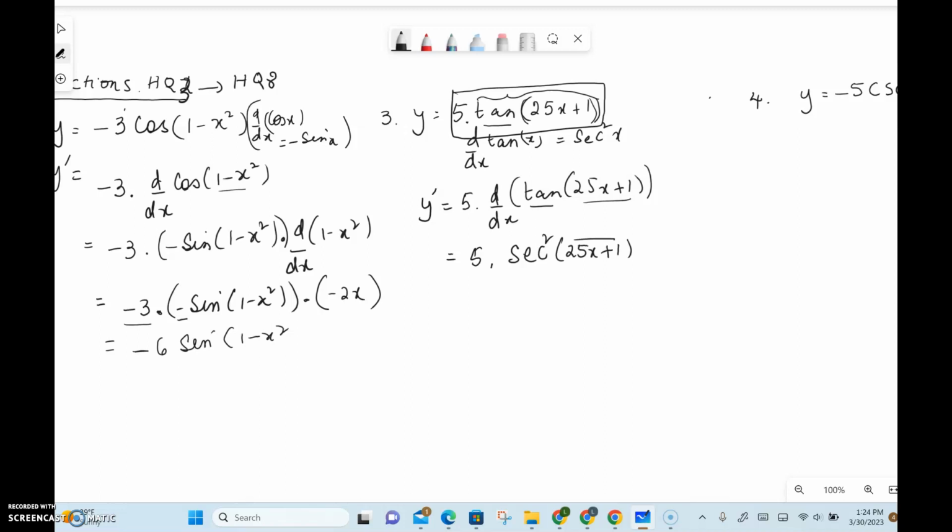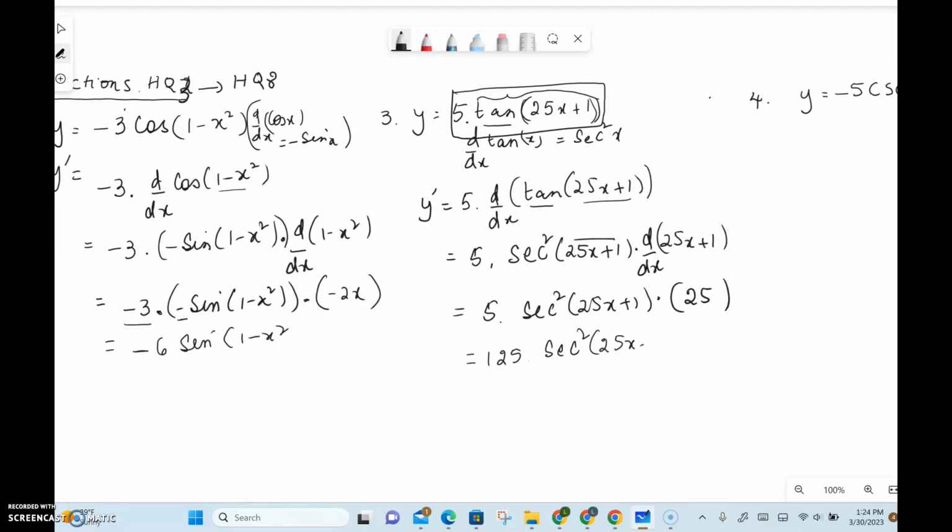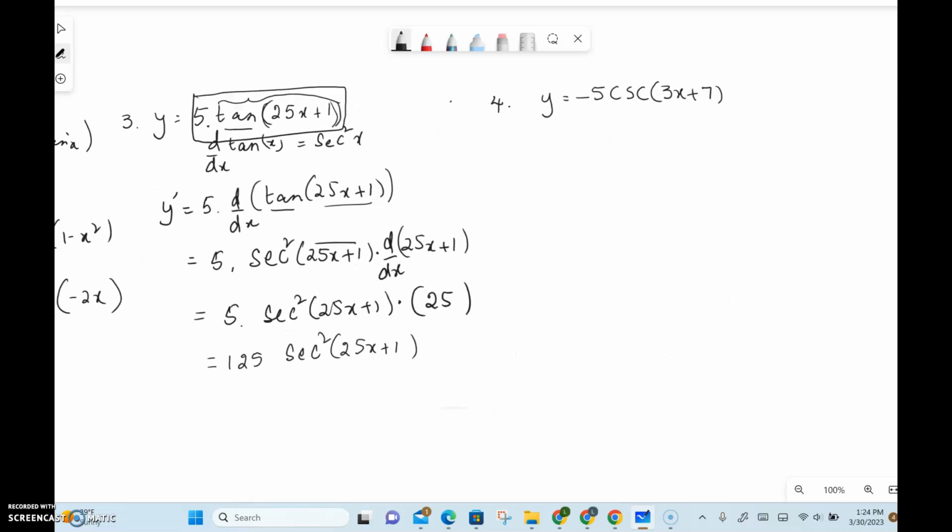Don't touch this. And then go times d by dx of 25x plus 1. So we have 5 secant squared of 25x plus 1 times 25 times 1 plus 0. So it's 25. So this is equal to 25 times 5 is 125 times secant squared of 25x plus 1.